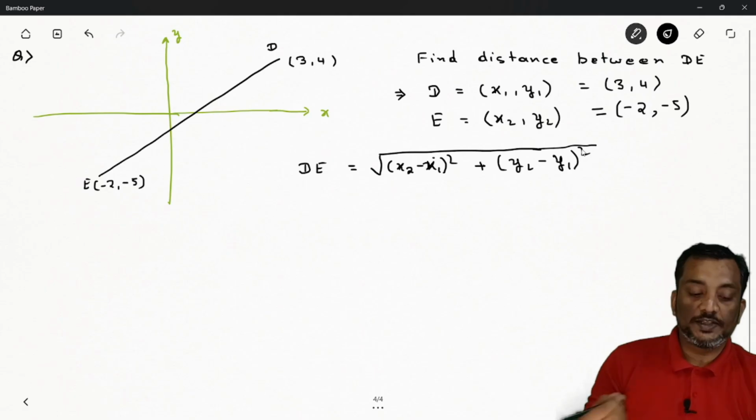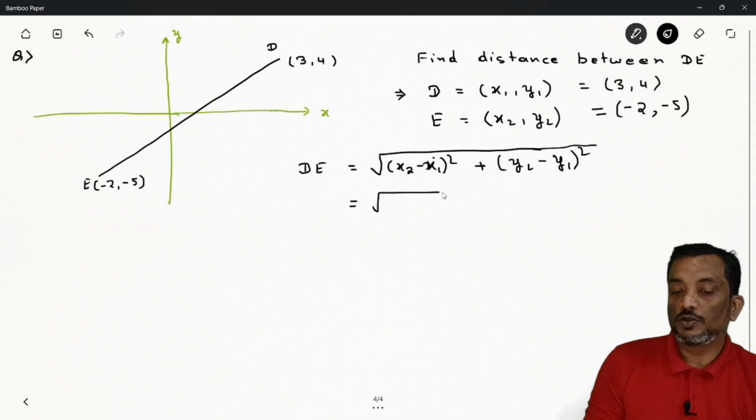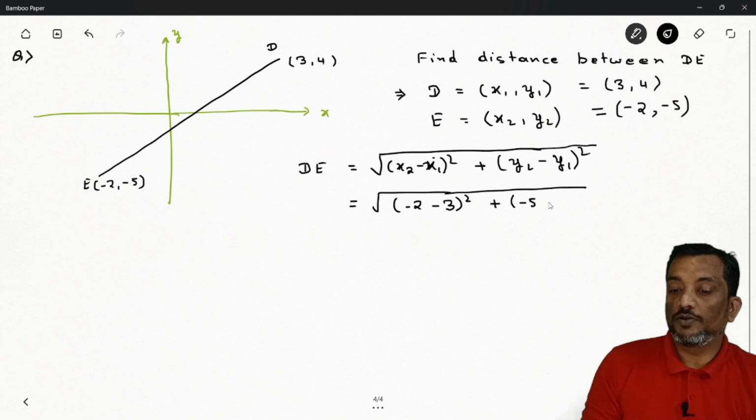Okay. Now you can substitute all the values here. So how? X2 and x1. So how much do you have? X2 is given -2. And how much is given for x1? That is +3. So it will come -3 whole square. Same with y. Now substitute y2. Y2 is given -5 and y1 is given 4. So it will turn -4 and whole square.